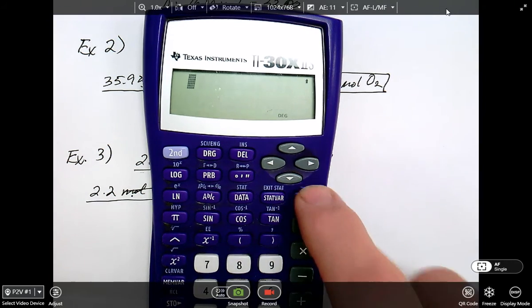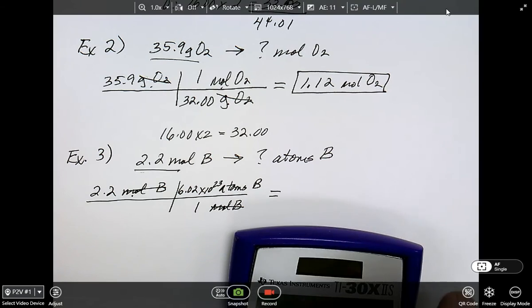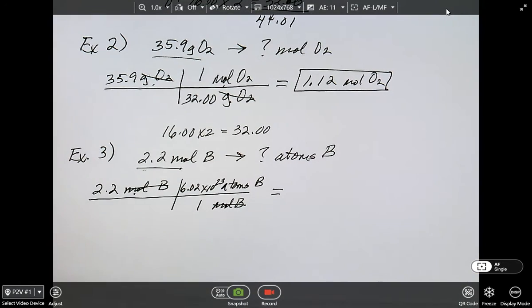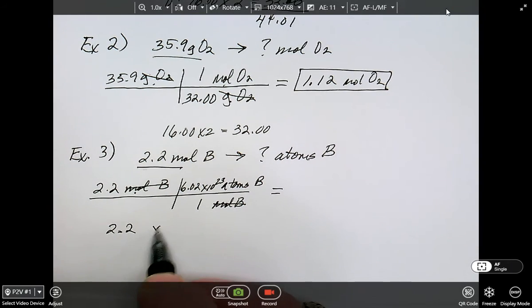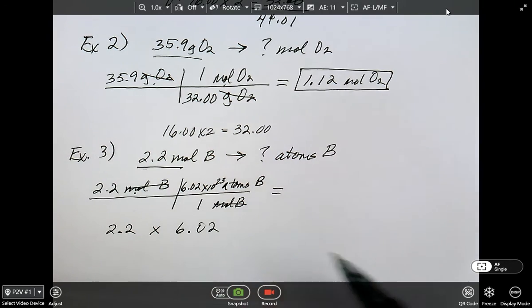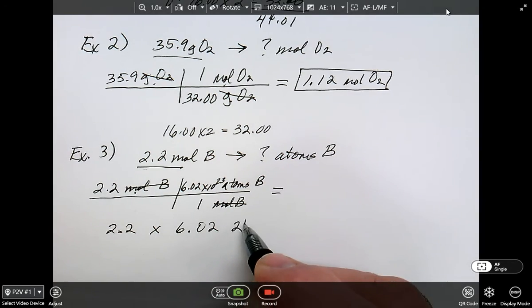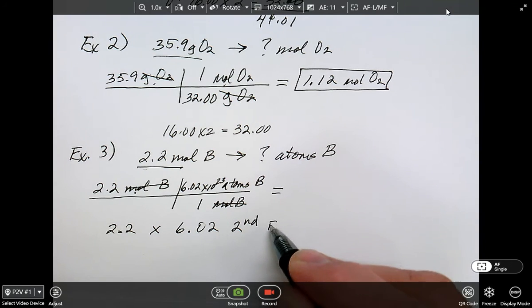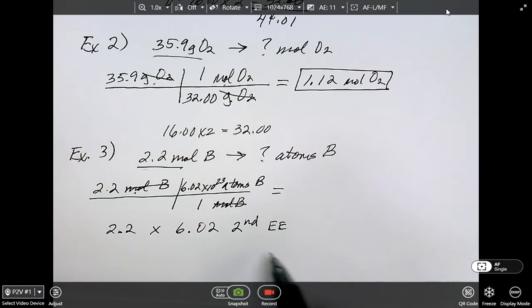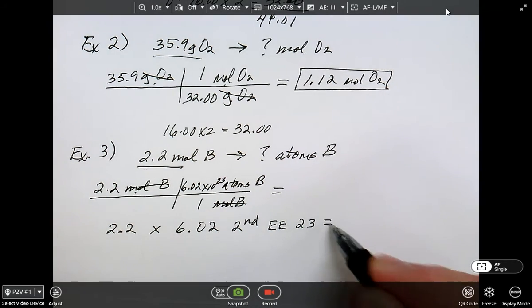So let me cut this one on, we'll clear it out, and I'll show you how to do this problem using your calculator. What you want to do, basically, is punch in 2.2, and then since it's on top, you want to hit the times symbol. You want to punch 6.02. Now, here's what you want to do. Hit that second function and then the EE button, okay? That EE means times 10. Then you're going to put 23 for the power of 10 and then hit equals.